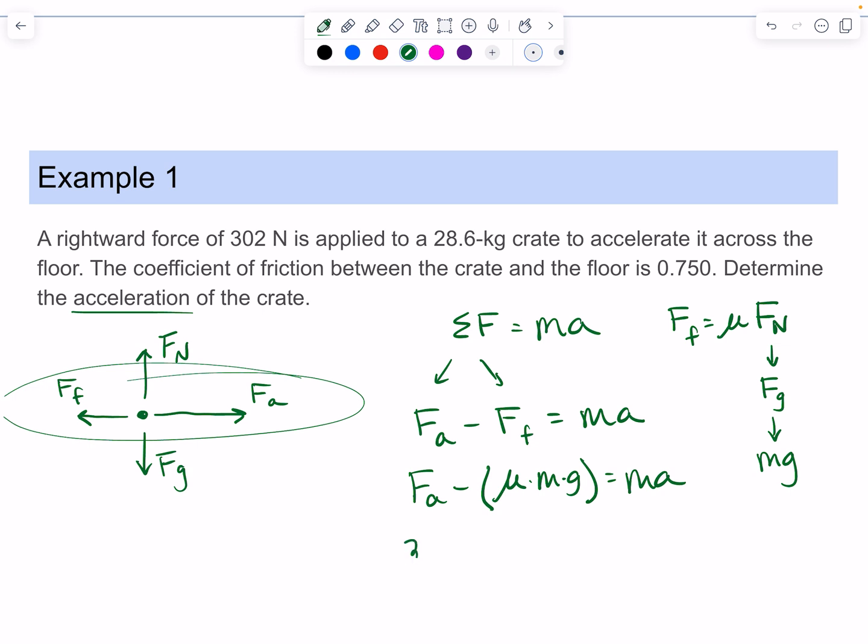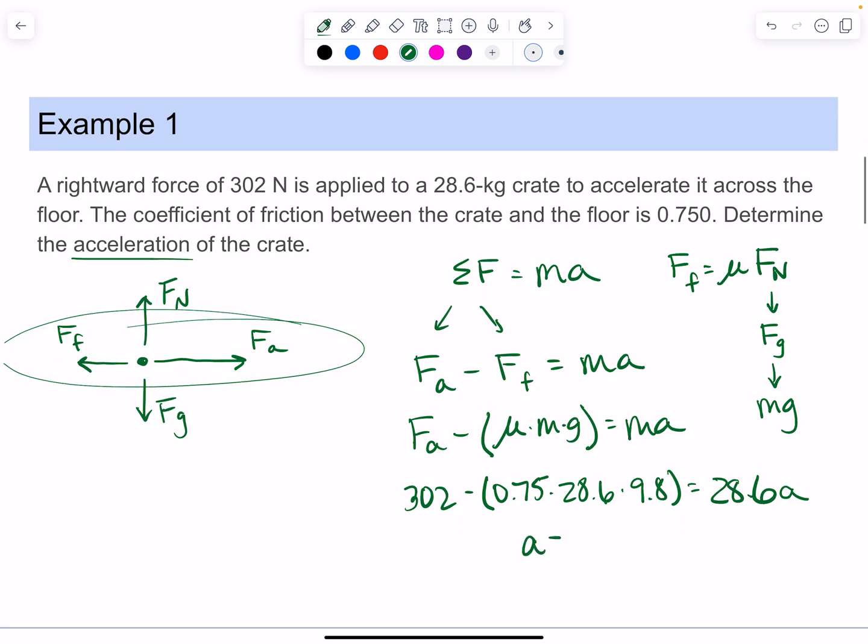Now let's plug in numbers. So 302 newtons of force, coefficient is 0.75, mass is 28.6, gravity is 9.8, minus, mass is 28.6 again, times a. So I get an acceleration of 3.2 meters per second squared.